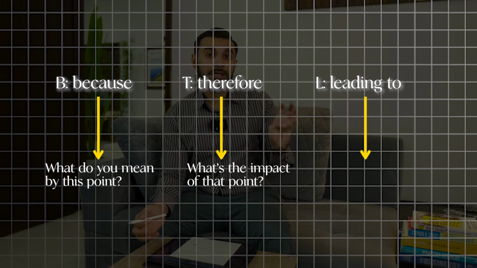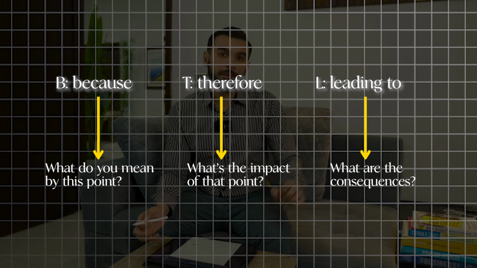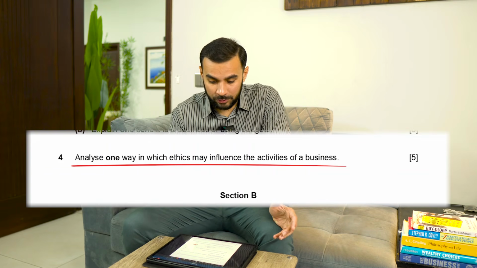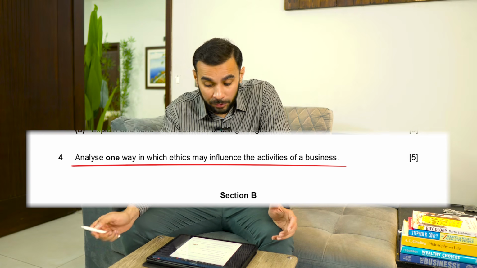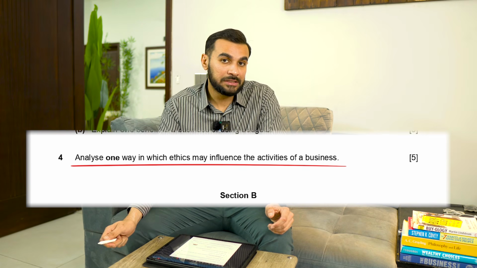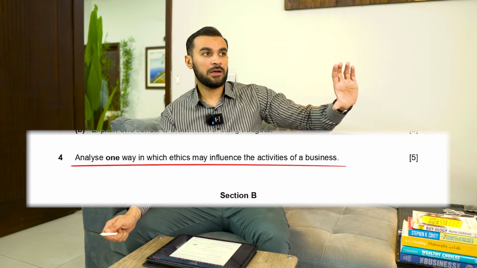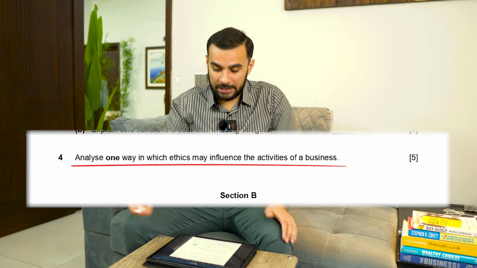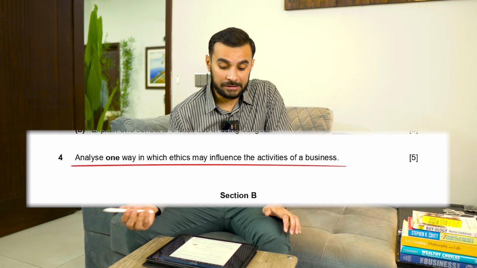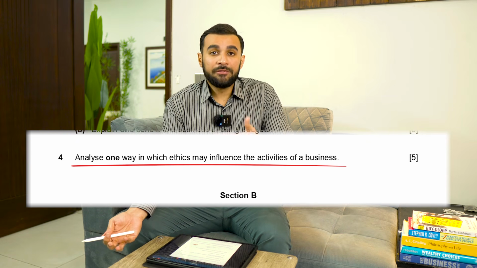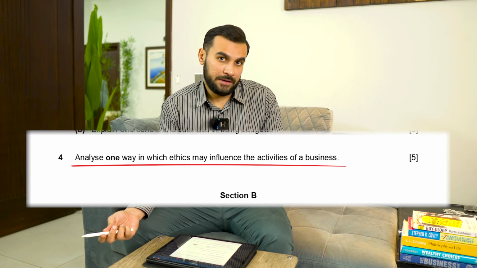What do you mean by this point? What's the impact of that point? And what are the consequences of the point that you have just stated? And when you are actually using this BTL technique, let's say I'm writing this 5 marker, analyze one way in which ethics may influence the activities of a business. So I can define ethics in the introduction paragraph, and maybe I could state that one of the ways in which ethics can influence the activities of a business is the way in which they treat their employees, let's say, right?